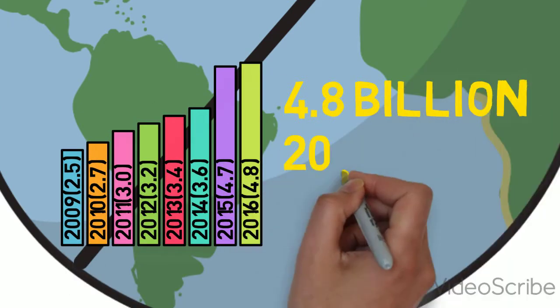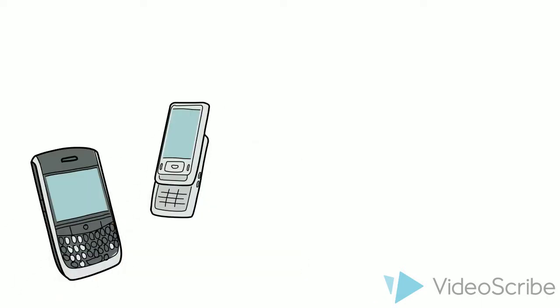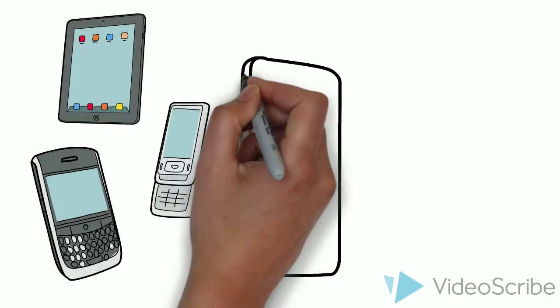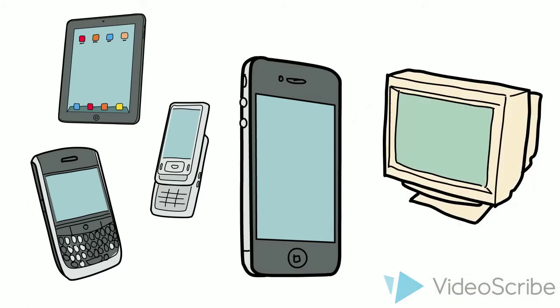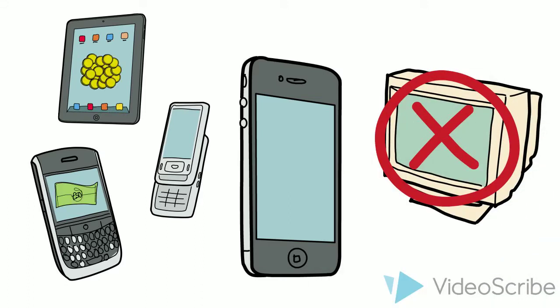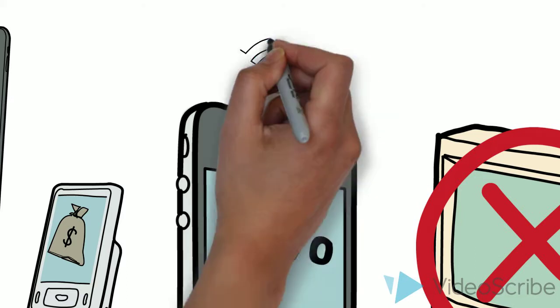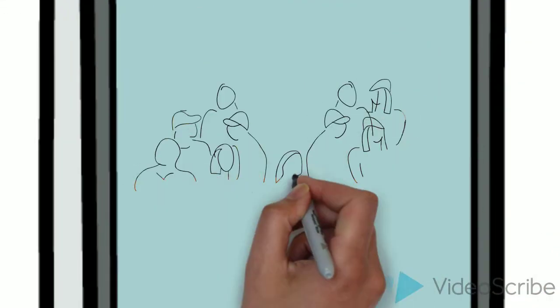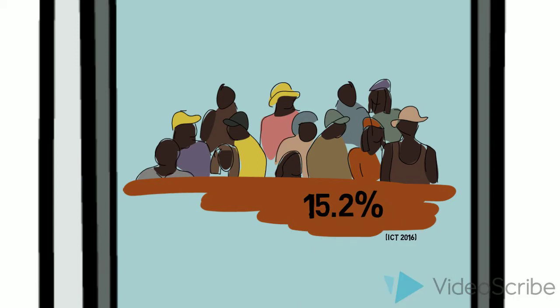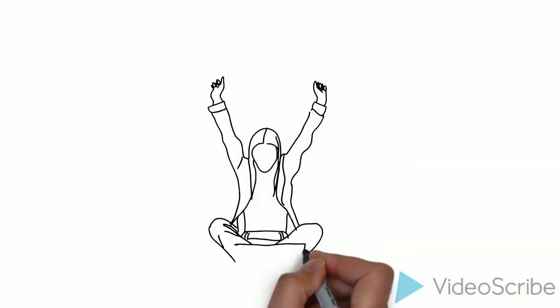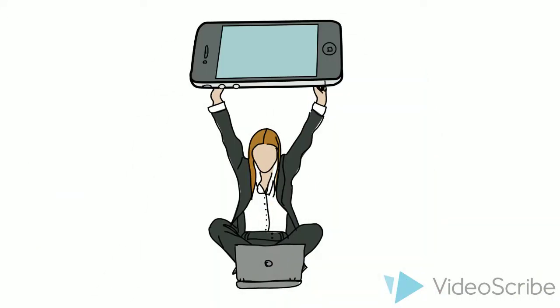billion in 2016. Mobile devices are highly used as an affordable way to get online compared to desktop computers. However, this does not mean that they are easily affordable everywhere. 81% of the population in developed countries have internet access, while in developing countries, only 15.2% have access to the internet. This makes us pretty fortunate to own and have all these devices available to us.